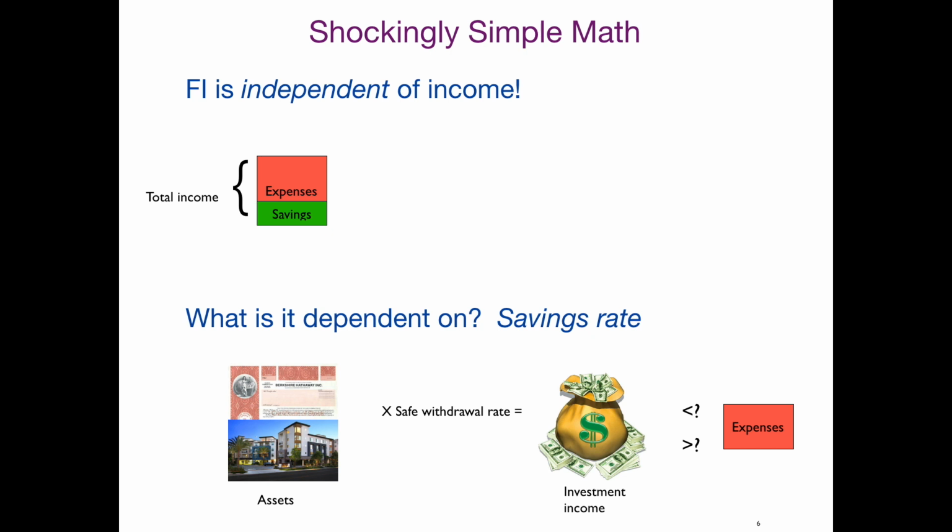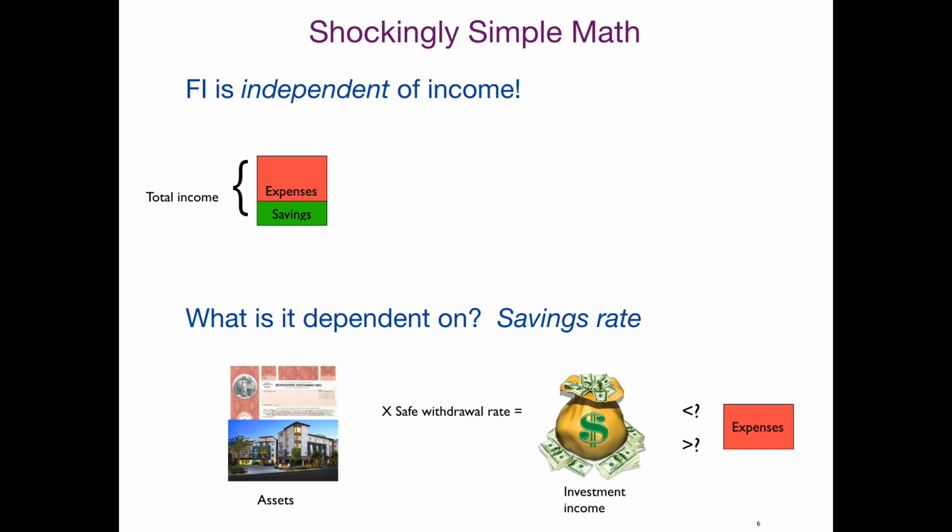What matters is your savings rate. And that's all that matters. It doesn't matter whether you make a lot of money or a little money. What matters is what proportion of that money you are saving. Let me explain. So you've got some assets: a house, a big hotel, stock, certificates. You have your safe withdrawal rate. That gives you your income. And the question is, is it more or less than your expenses?